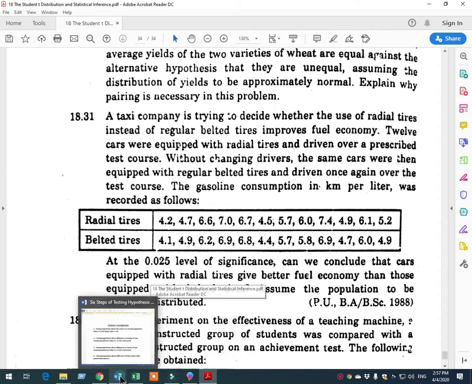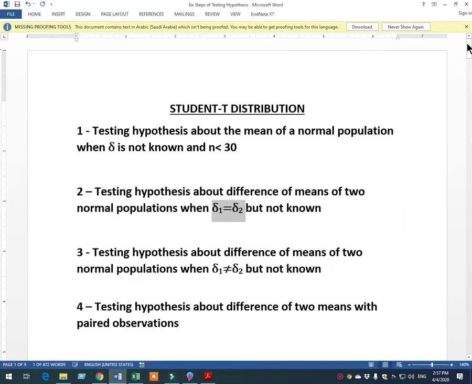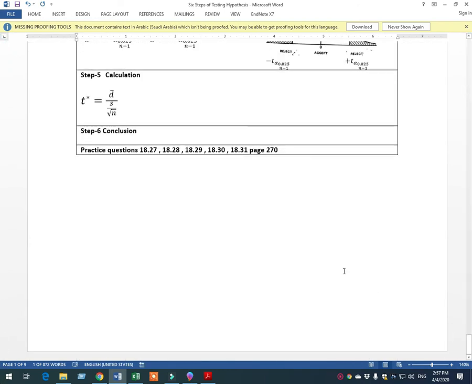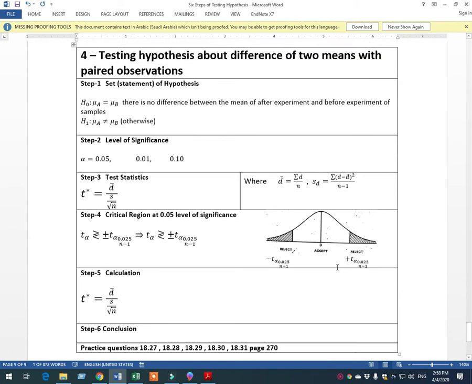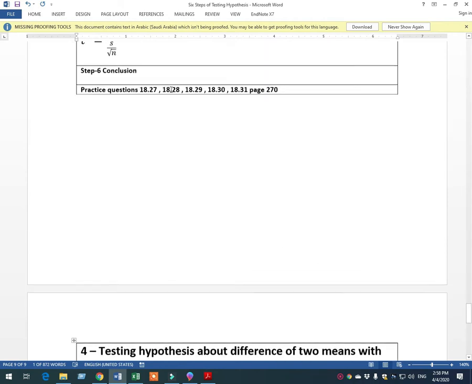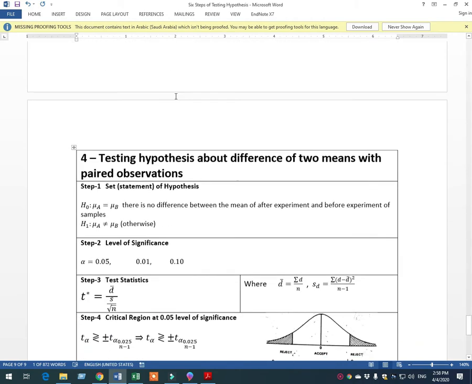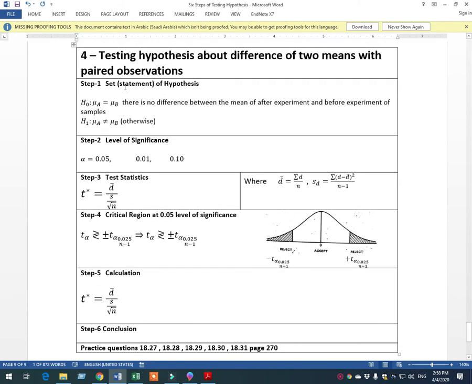First of all, we have to see the procedure. So this is basically our hypothesis procedure. 6 steps are there. Again, you can see that the null hypothesis is being set like that: mu A is equal to mu B. A stands for after experiment, and B stands for the before experiment. There is no difference between the mean of after experiment and before experiment of the sample.